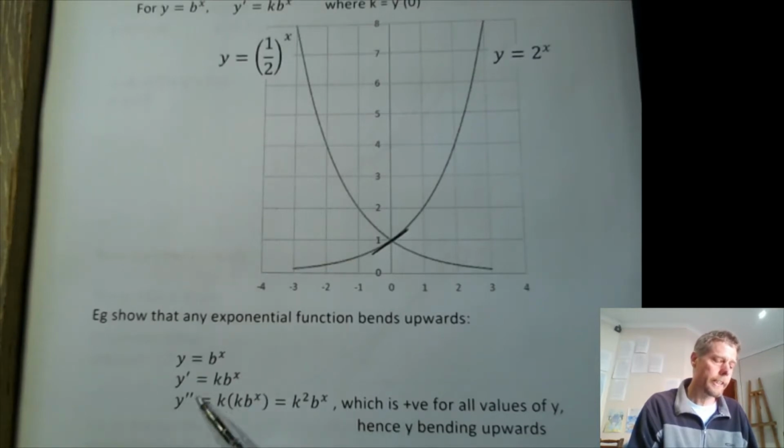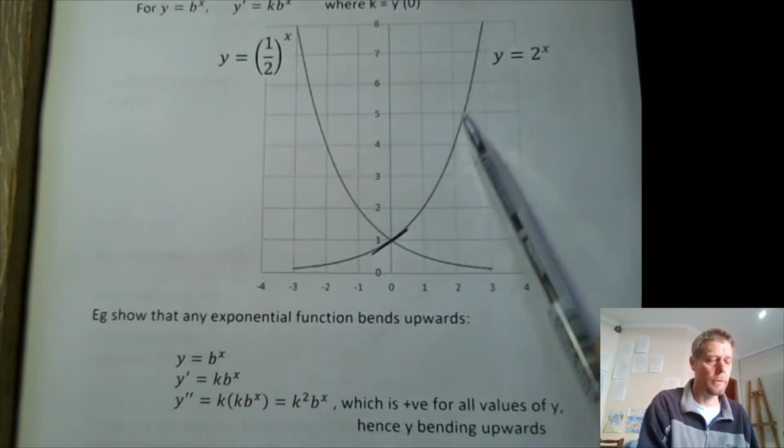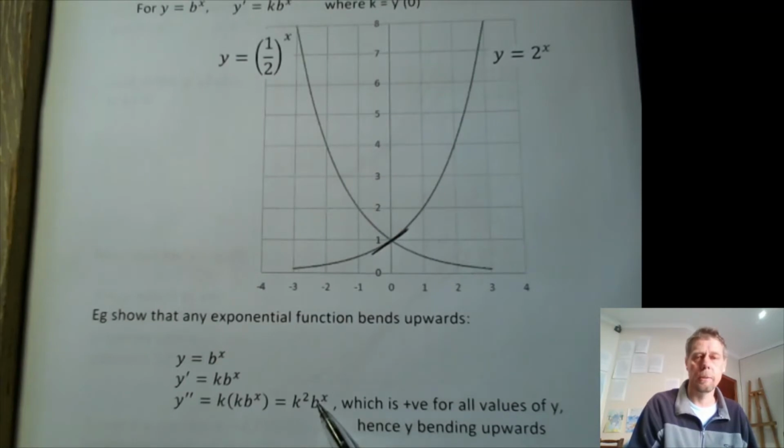Now we can differentiate it again. We can say y double dash is equal to k. We take the constant out. k times the differential of b to the x is k b to the x again. And so that's equal to k squared b to the x. But if we look carefully, we see that k squared is always positive and b to the x is always positive. You see my b to the x is always above the line. b to the x is always positive for all values of x.